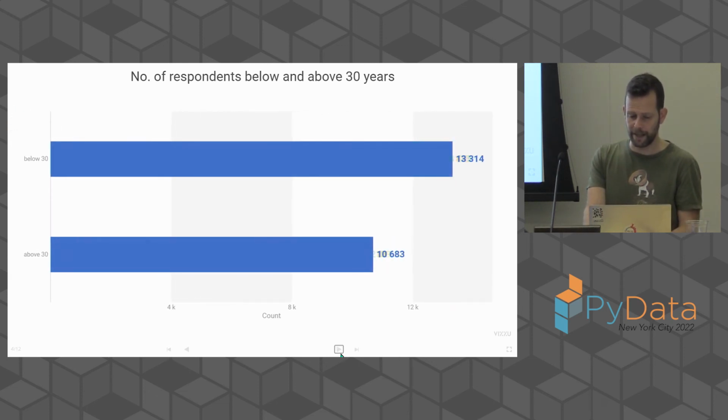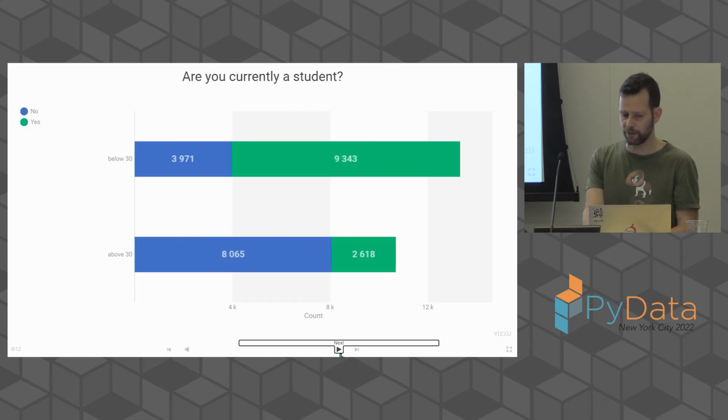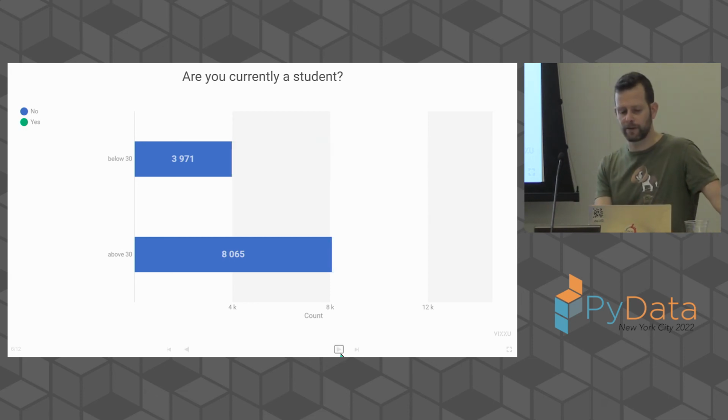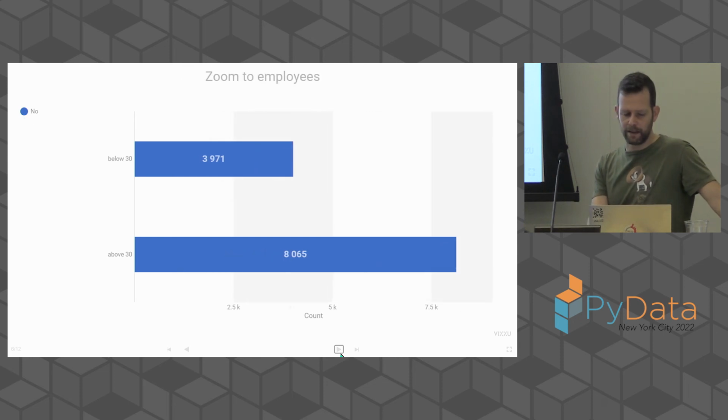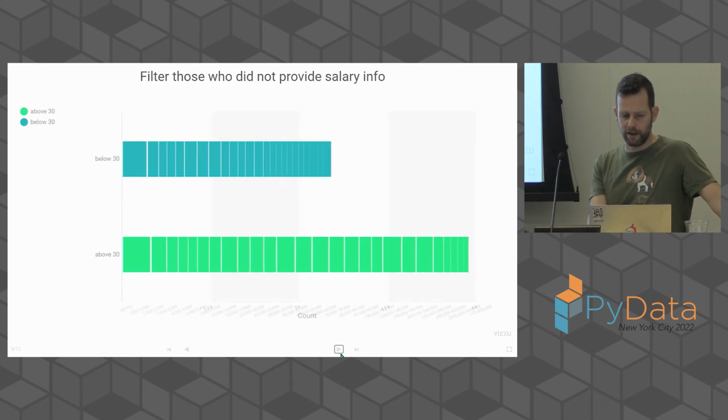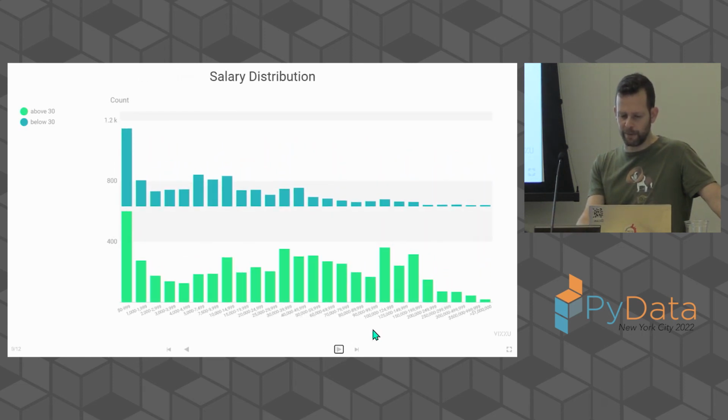Then I just switch the category to student or not student. As you can see, three quarters of the people below 30 are students. I filtered them out. And then next up, I will focus and filter out those who didn't provide salary info. So that's why the value changed. And then I will add the amount of money people make or say they make.